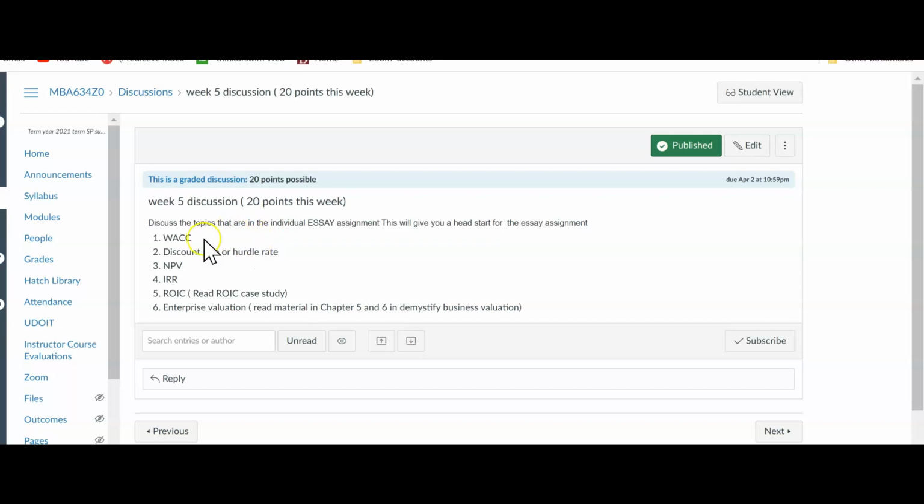The discussion thread basically has these 6 topics, and one of the individual assignment items is also reflecting on exactly the same thing. So if you do it here, it's going to make your life so much easier. When you do your individual assignment, you will see the same topics over there in the Word document.